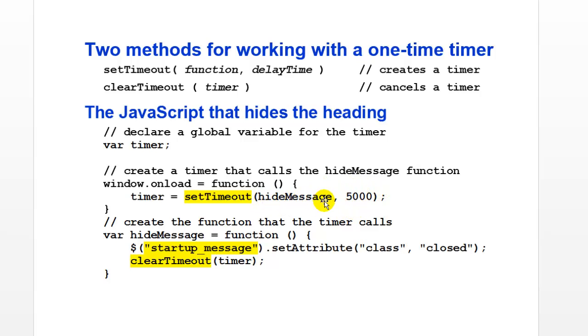So this is the name of the function. You pass a function name to a function, which is kind of interesting. If you're familiar with C++, it's like function pointers, and if you're familiar with something like C#, it's a little bit like delegates. You're treating the function name as an object, and you're passing it as a parameter to setTimeout. Down here, hide message, which we're saying will occur after 5 seconds, is an anonymous function that sets the startup message attribute class to closed, and then you clear the timeout. This cancels the timer, so we don't have to have the timer continue to count. Okay, so it's done.